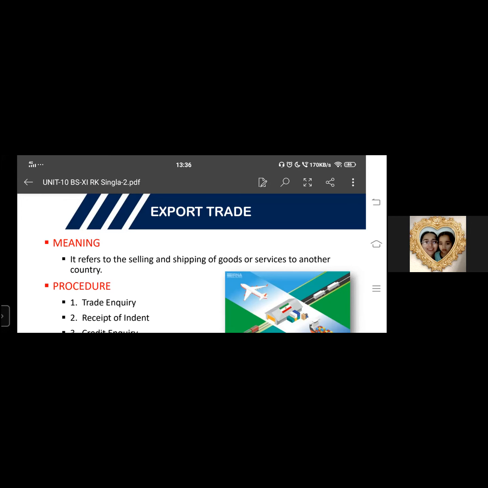Okay, so during this procedure, various documents are prepared. In this chapter, we will study the procedure of the export trade and various documents used during this procedure. Okay, so meaning: it refers to the selling and shipping of goods or services to another country.